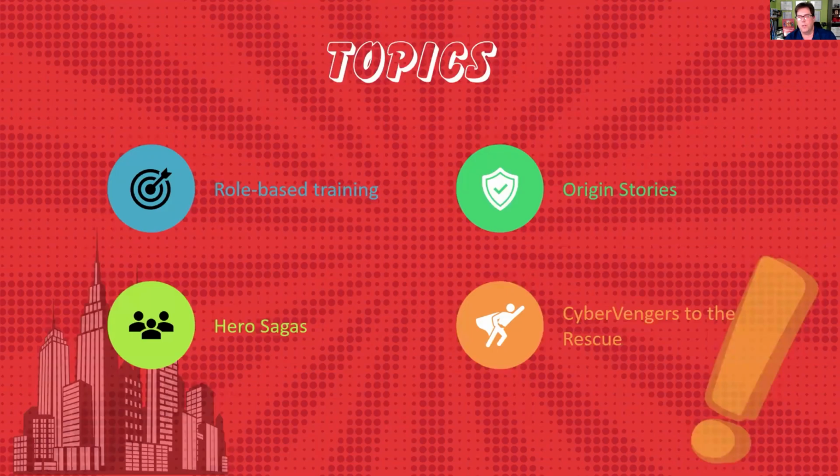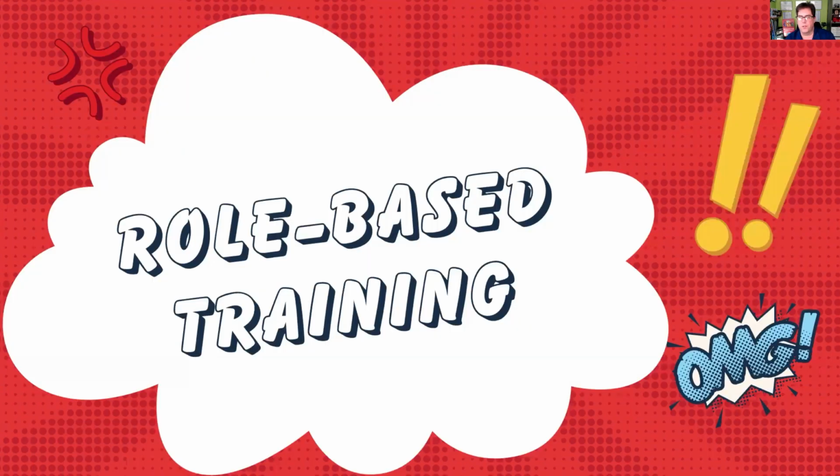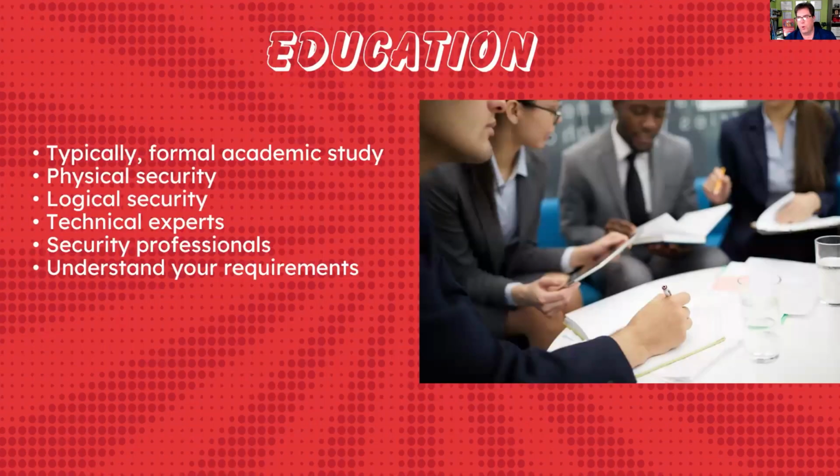And so we're going to talk about some things around the different roles and the different role-based training, and then we'll talk about some aspects of, where do you start. And what we talk about here at Captain Hyperscaler is our origin stories, and then we have our hero sagas, and then I'm going to talk about how we approach those hero sagas with our cyber vengers as well. So, real quick, just role-based training.